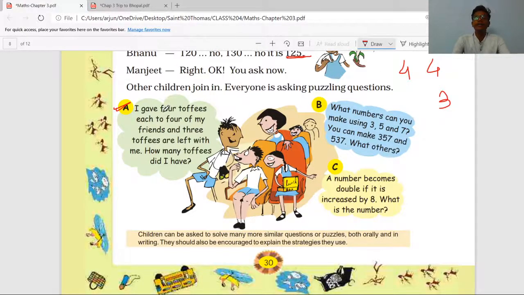So what he did, he gave 4 toffees to 4 of his friends. So we have to multiply, because each friend is getting 4 toffees. That means he gave 16 toffees. And now how many toffees are remaining? 3. So the total will be 16 plus 3, which is 19. So there are 19 toffees.